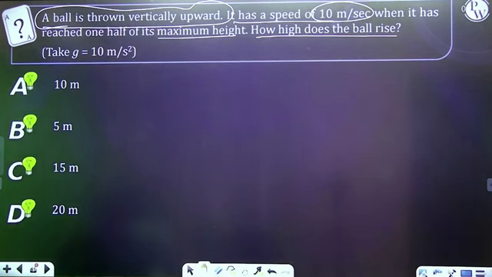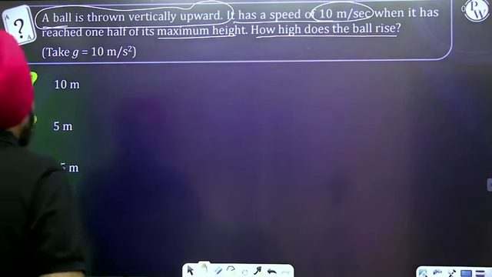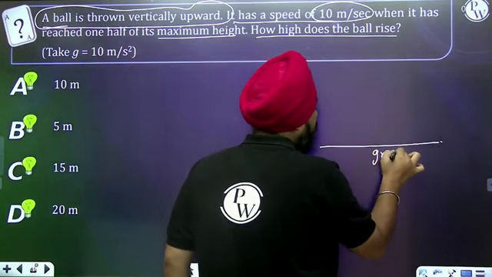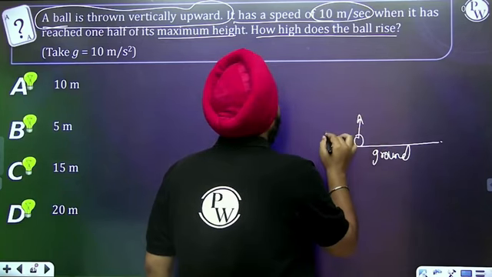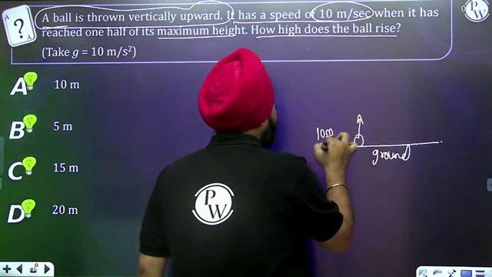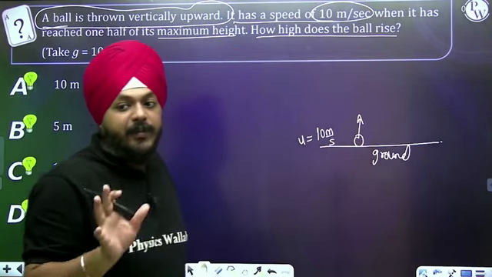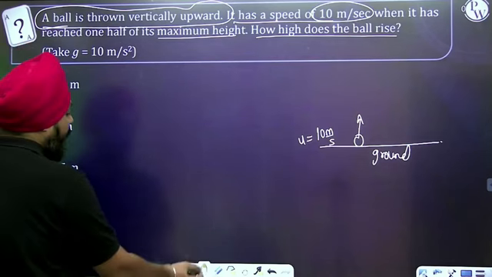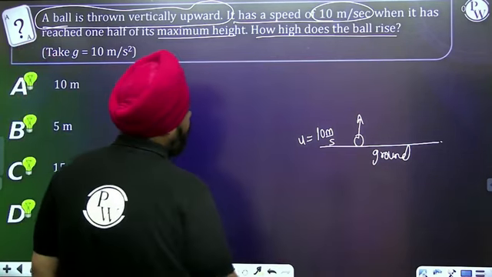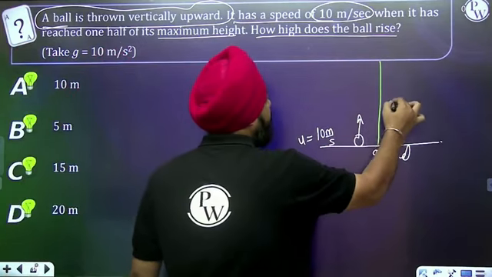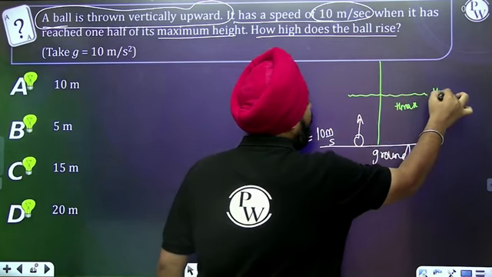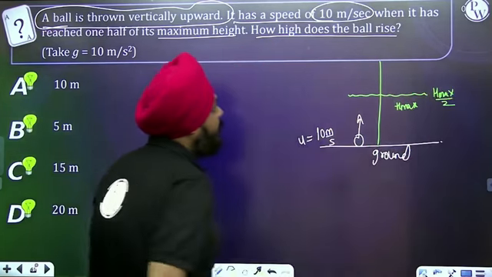Hope you might have paused this video. A ball is thrown from the ground. It is thrown upward with the speed of 10 meter per second. It means the initial velocity is 10 meter per second. When it has reached 1/2 of its maximum height, suppose here this will be the h max. We are talking about 1/2 of the maximum height, it is h max by 2.